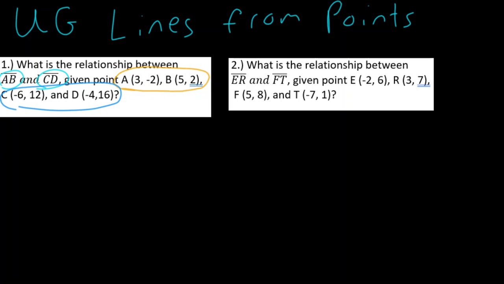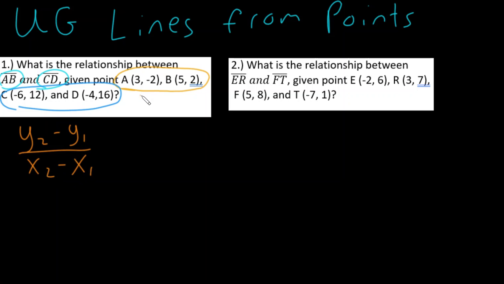Now the way that you want to compare these is by finding their slope. So what is our formula for finding slope? Well, it is going to be y2 minus y1 divided by x2 minus x1. And from here, we'll just do this twice and compare our two slopes.